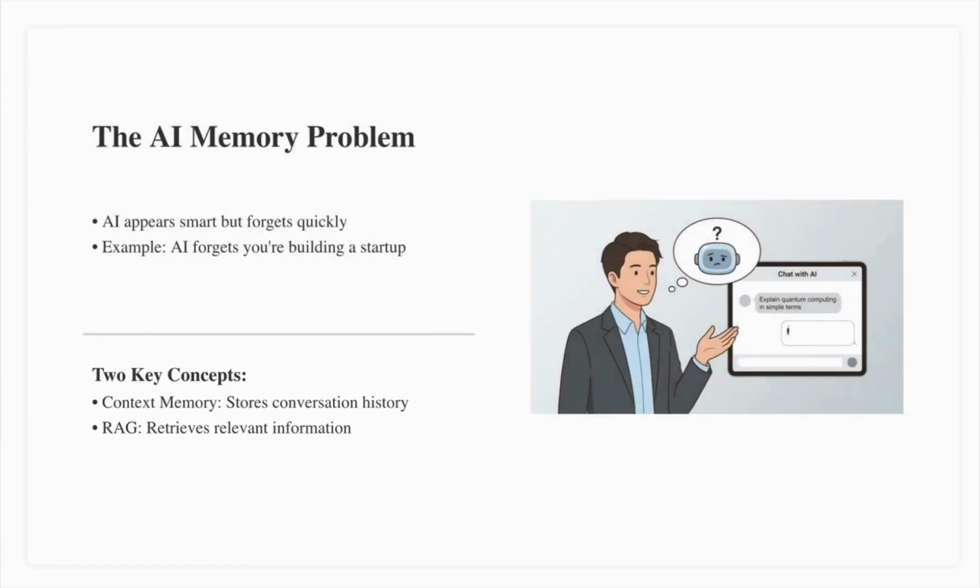Context memory is what stores your conversation history, while RAG, which stands for Retrieval Augmented Generation, is a technique that helps AI access external knowledge. These are the building blocks we'll use to solve the memory problem. Over the next few minutes, we'll dive deeper into how context windows work, why bigger memory isn't always the solution, and how modern AI systems are tackling these challenges.